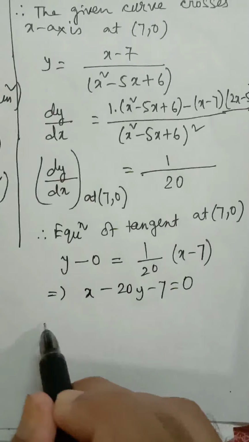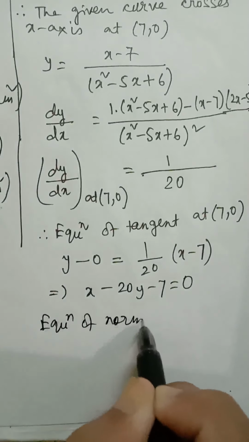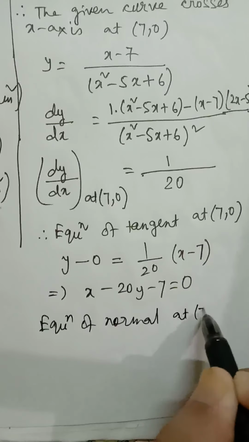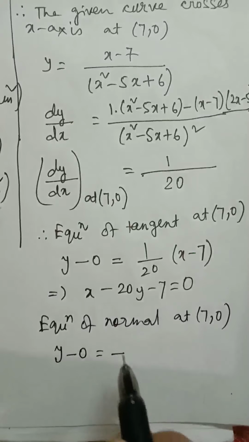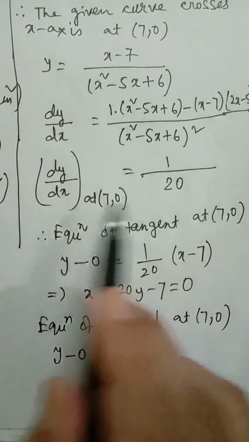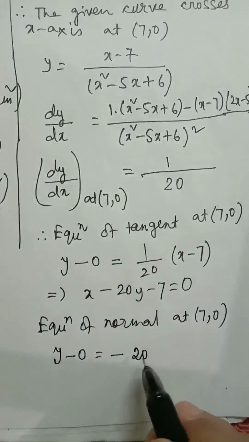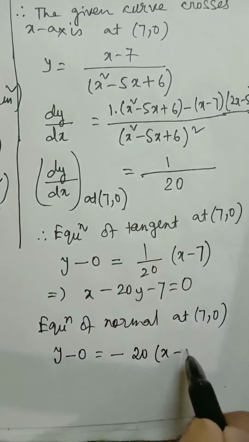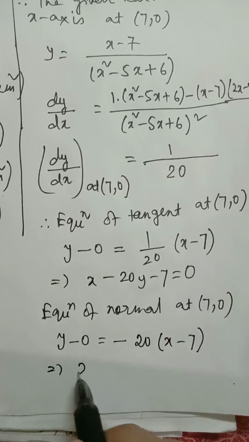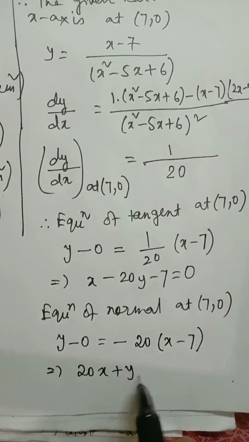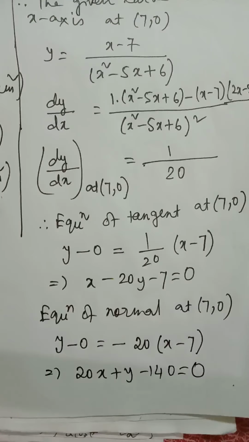Next, we have to write the equation of normal. The equation of normal at (7, 0) will be y minus 0 equal to minus 1 by dy by dx. dy by dx is this, so 1 by dy by dx will be 20. So minus of 1 by dy by dx into x minus x1. Okay, so it will be 20x plus y minus 140 is equal to 0. This is the equation of normal.